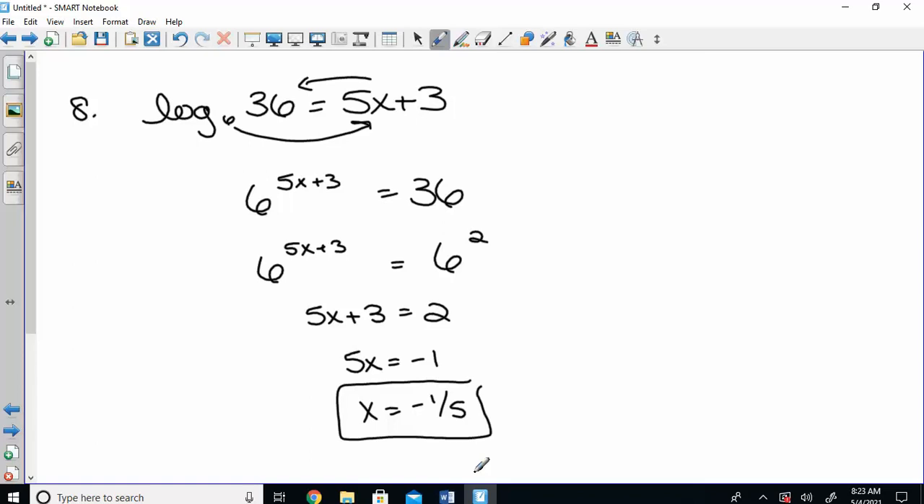Anything else on 1 through 9 that you want to talk about? So for tomorrow, I'd like you to do the next page front and back, so that's 10 through 21.